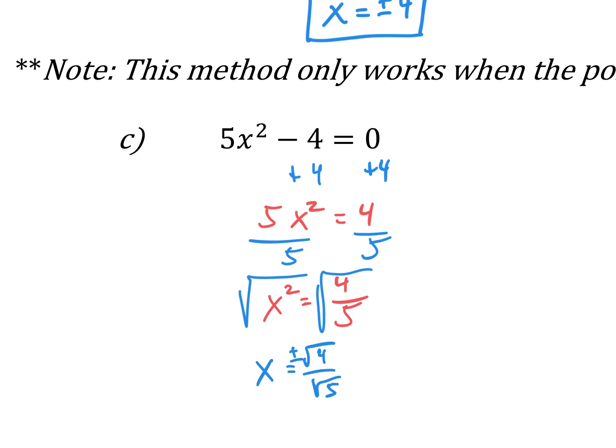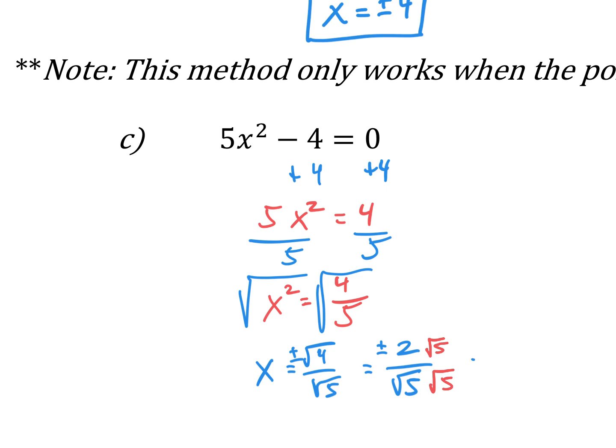And we know how to do the square root of 4. That's easy enough. That's plus minus 2 there. And the square root of 5 we got on the bottom. We don't like to leave it there, so we got to rationalize the denominator. Let's multiply top and bottom by the square root of 5.